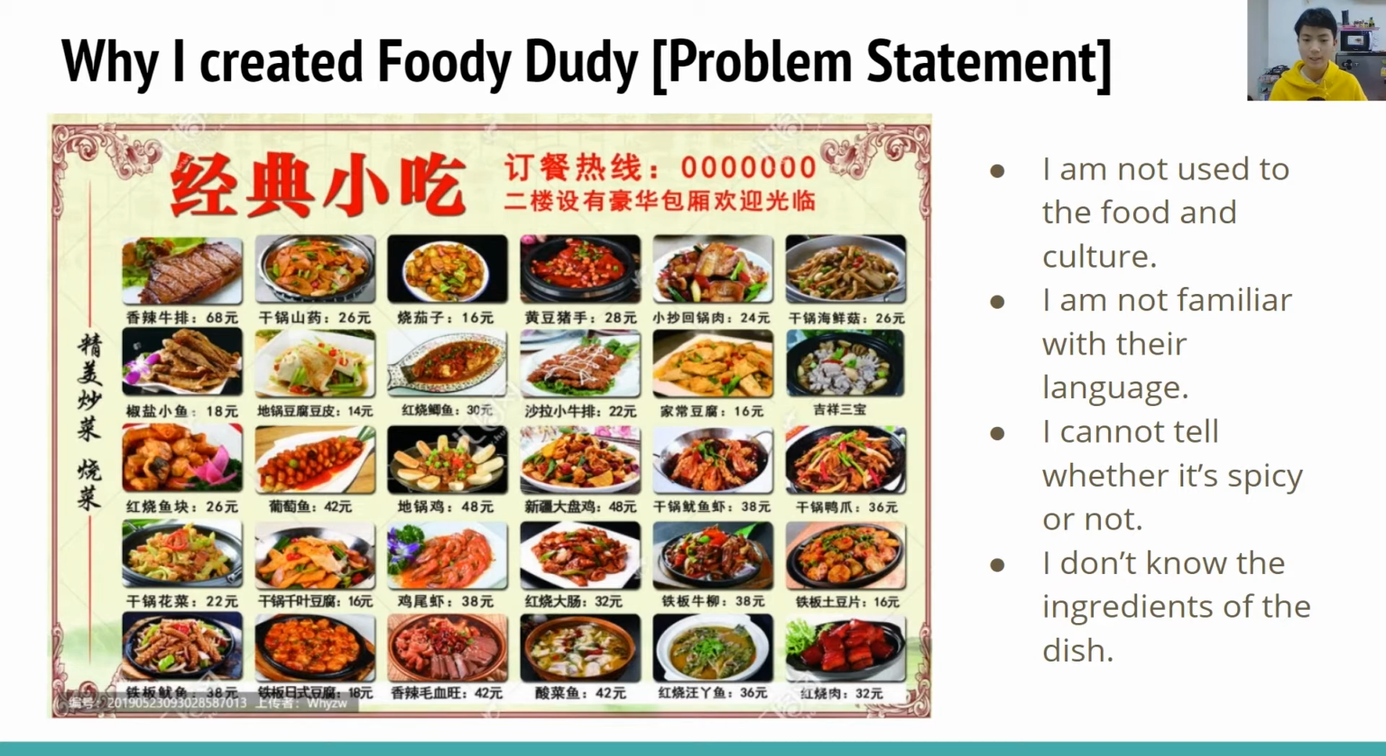The second thing is that I don't know the ingredients. I'm allergic to shrimp, and if I eat shrimp in a dish, then I would get my allergies. However, in here, I couldn't tell if there's shrimp or not, since the image might not show the shrimp and might conceal it. So those are the two things I have to worry about everywhere I go, because I'm not familiar with their food or culture.